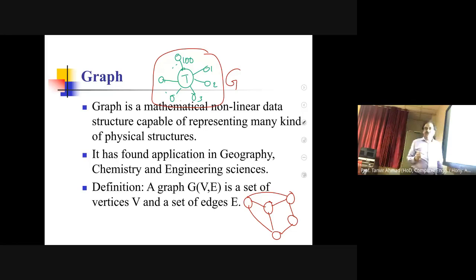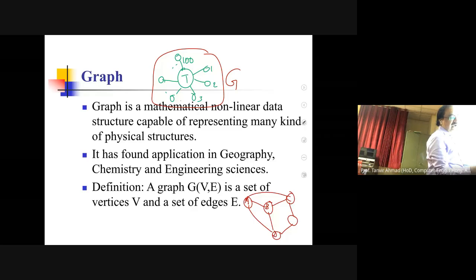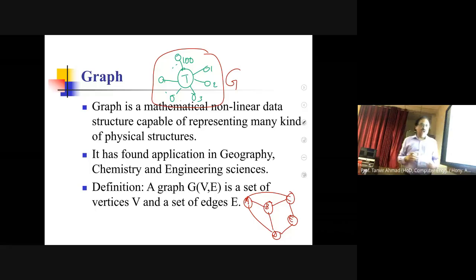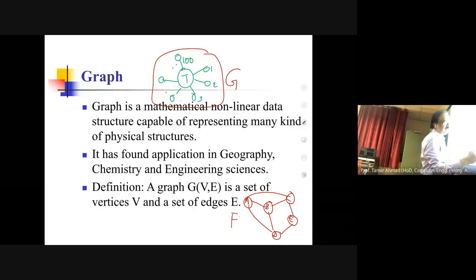Like this. Suppose this is you, say A. You are having friend B, friend C, a friend D, and a friend E. You are not directly connected from A to E, but you are connected A to E via B, C, and E. Now this could be a Facebook graph.